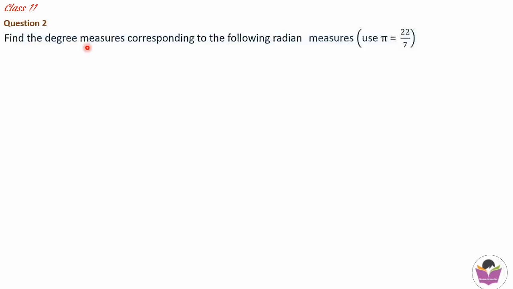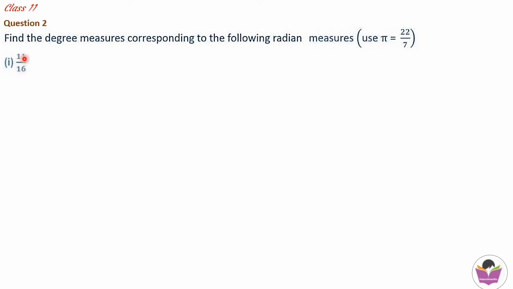Next we shall discuss the second question: find the degree measures corresponding to the following radian measures. Here the pi value is given to us as 22 by 7, which means wherever pi is coming we have to substitute this value. We are asked to find the degree measures, and the given quantity is in radian measures. Previously, the given quantity was in degree measures and we converted that into radian measures. Here it is just the opposite. The first one is 11 by 16.